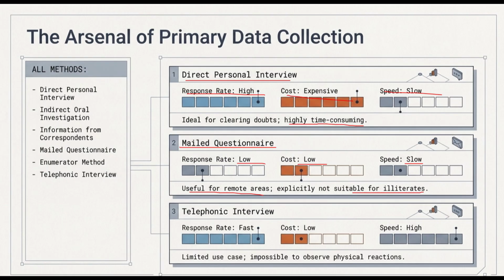So what is the next option? We have the telephonic interview option, right? How will we do that? Telephonic interviews are fast and less costly, but they have limitations because physical reactions cannot be observed. So the response rate is fast, cost is low, and speed is high. But what is the limited use case? It is impossible to observe physical reactions. Got it?